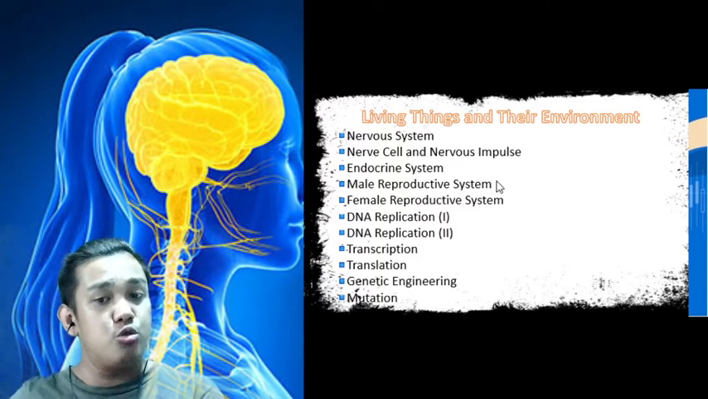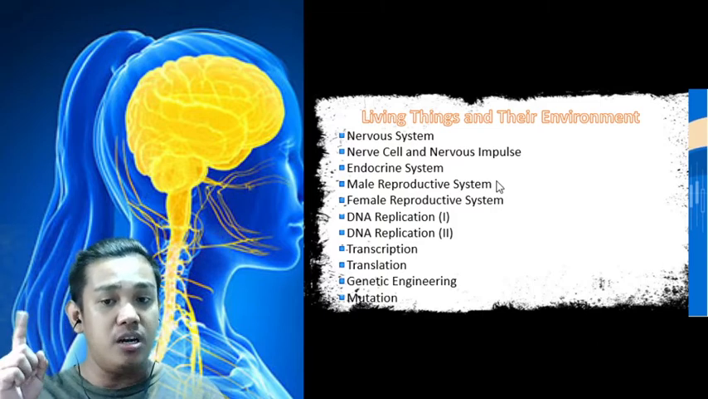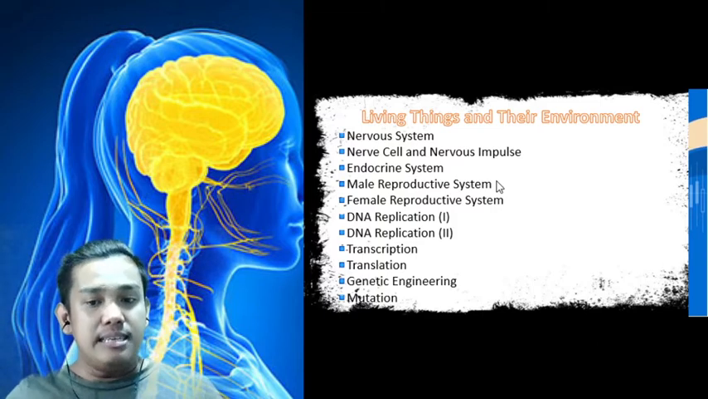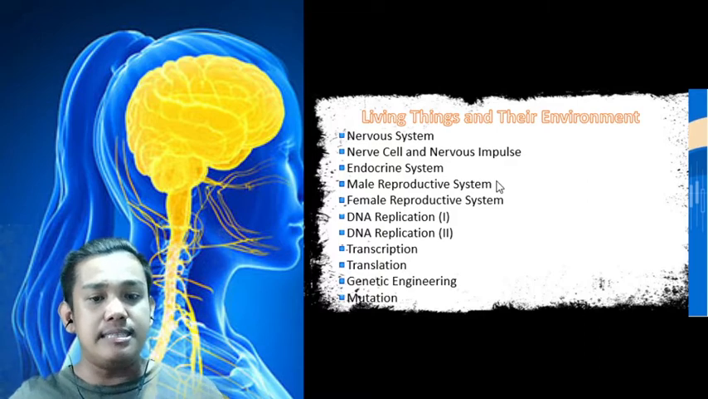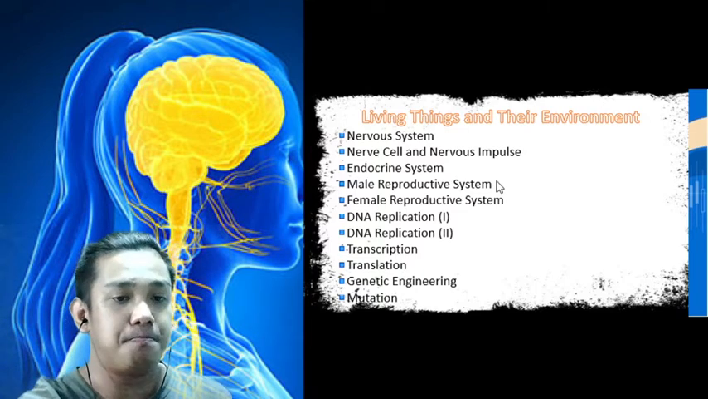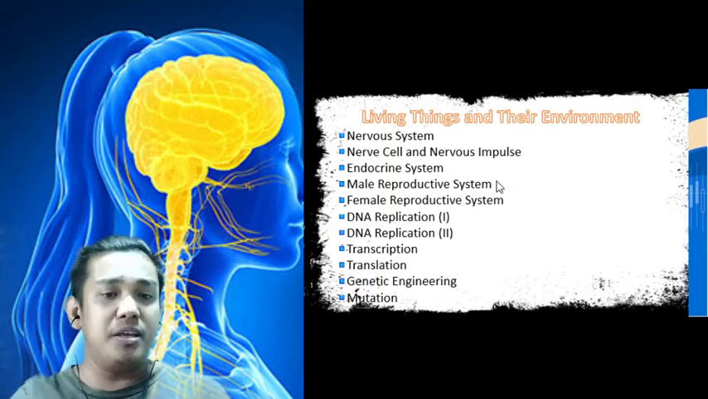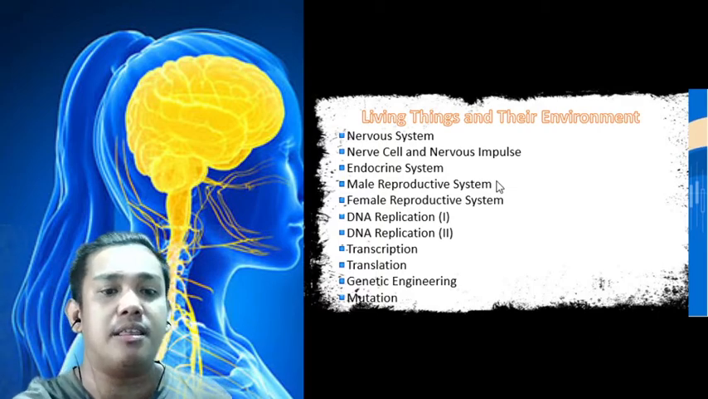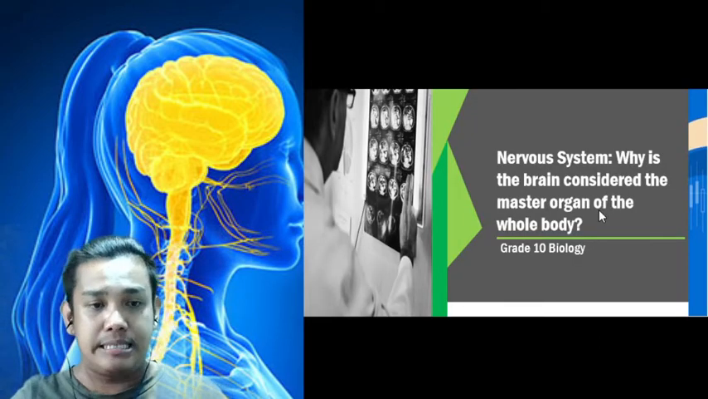DNA replication 1 and 2. Next is transcription. Next is translation. Next is genetic engineering. And lastly, we're going to discuss what is mutation. So today I want to share with you the things about the nervous system.